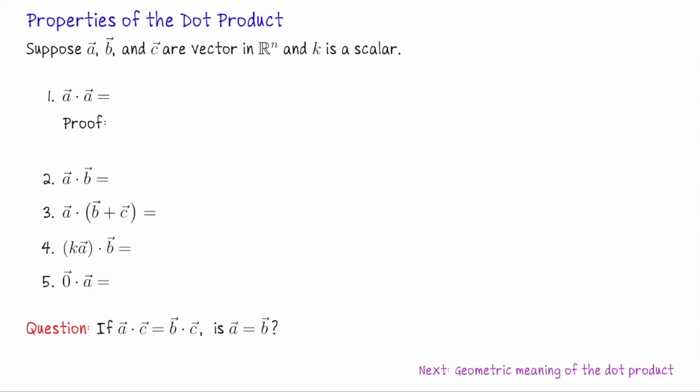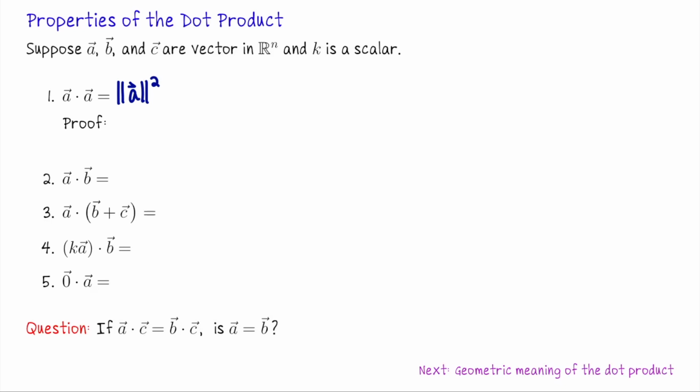Let's look at properties of the dot product. So suppose A, B, and C are vectors in Rn. Here I'm not going to specify the dimension of the space, and k is a scalar, so k is just a real number. A dot A, so any vector dotted with itself, returns you the length of that vector squared.